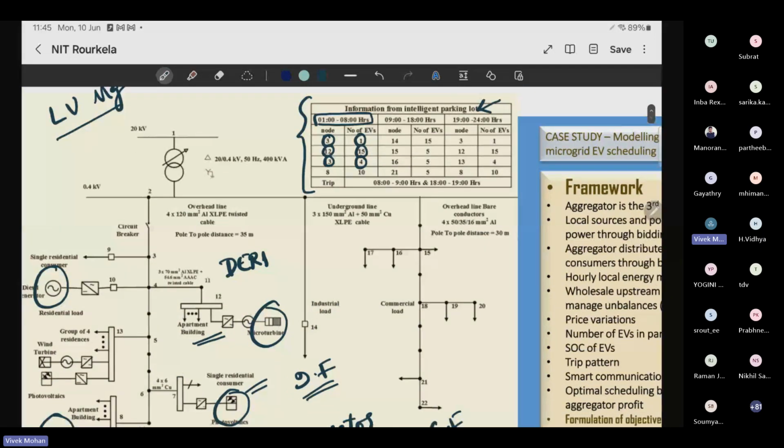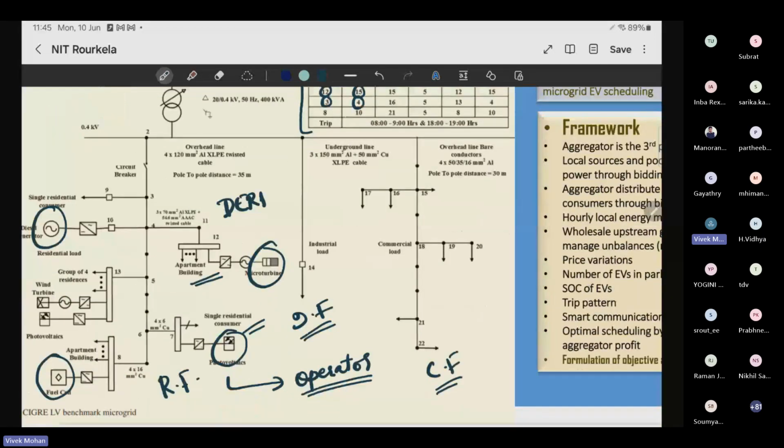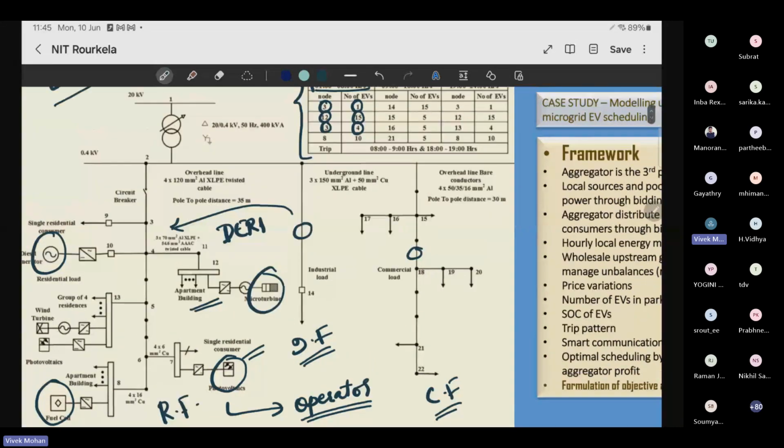So normally the schedule is like this. Morning time, all the vehicles would be in the industrial feeder and the commercial feeder, and night time they will come back to the residential feeder because they come home. Then morning they will again go back to their industrial and commercial buildings, and they may charge from there also. That we don't know at present. That information is not given. So this is what is given.